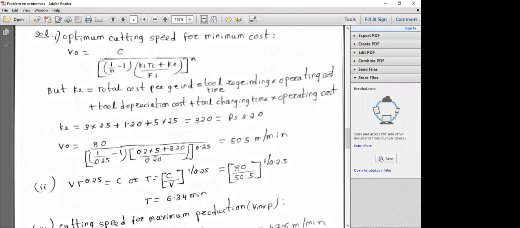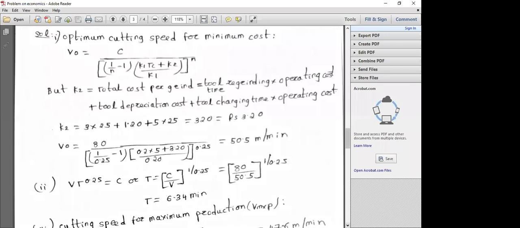C is given in the data, C is a constant 80, n is given as 0.25, and K1 is 20 paise. 20 paise means you have to convert into rupees, 0.2, into TC. TC is 5 minutes plus K2, which we have calculated now, 3 rupees 20 paise, by K1. K1 is already given as 20 paise. So the optimum cutting speed for minimum cost you will be getting is 50.5 meters per minute.